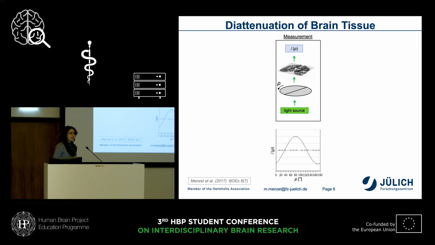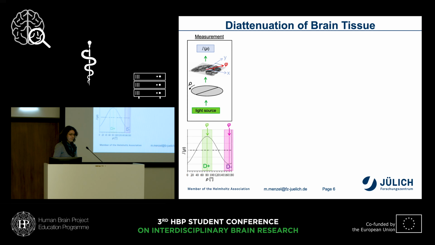Then I also used these finite-difference time domain simulations to explain something that we call diattenuation. So here we simply pass linearly polarized light through the brain section, and we observe that in some regions, here marked in green, the transmitted light intensity becomes maximal when the light is polarized in the direction of the nerve fibers. And this effect I call D+. And in other regions, here in magenta, the light intensity becomes minimal. And this effect I call D-.